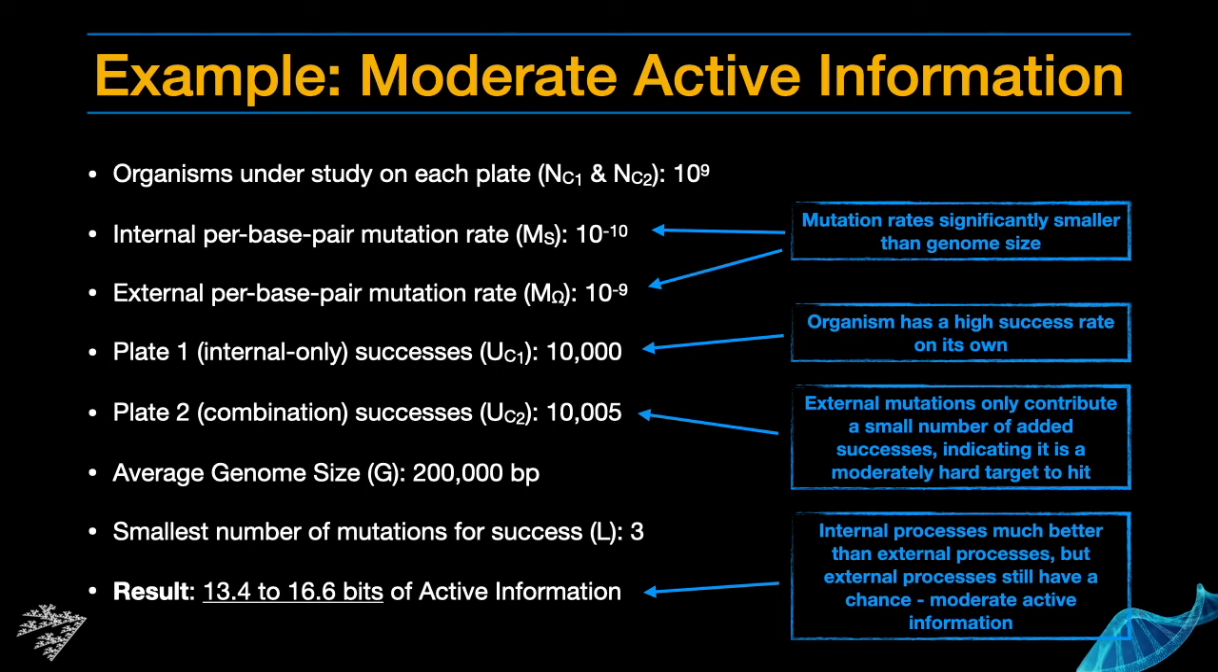So let's say that we got 10 to the 9th organisms. Let's say that we have 10,000 successes on internal only, and on our combination we have 10,005. Okay. So you can see that our external mutations are only contributing a small number of added successes. Okay, so that means that this was actually a moderately hard target to hit. The random mutations are only giving a handful of solutions above and beyond what we were getting internally. Okay. And so this gives us a range of 13.4 to 16.6 bits of active information. Okay, so our internal processes are much better than our external processes, but there's still a chance of hitting the solution with external processes. So it's moderate active information.